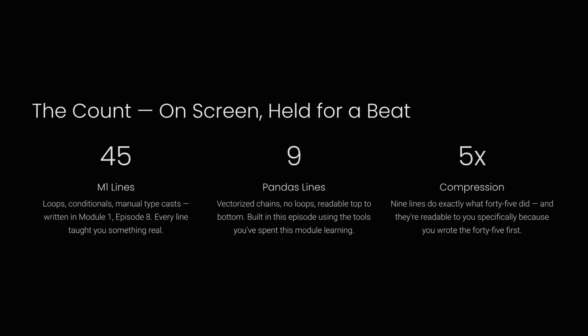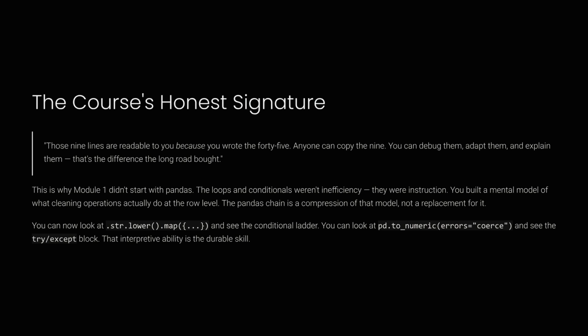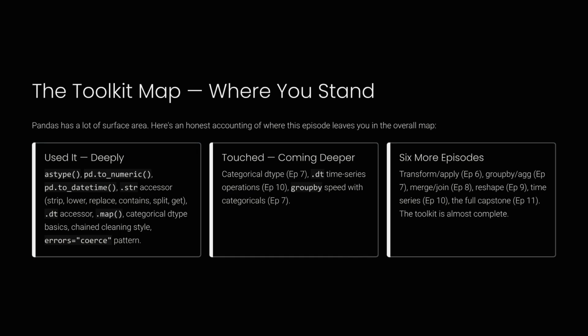Comparing the two approaches shows a 5-fold improvement in efficiency. The new code is faster to write, easier to read, and leverages the full power of Pandas. Your ability to understand these concise 9 lines is built directly on the effort you spent writing the original 45. That foundational work allows you to debug and explain your code effectively. We have covered a lot, from essential string and date accessors to categorical data handling. You now have a solid grasp of the core toolkit, with more advanced topics coming soon.